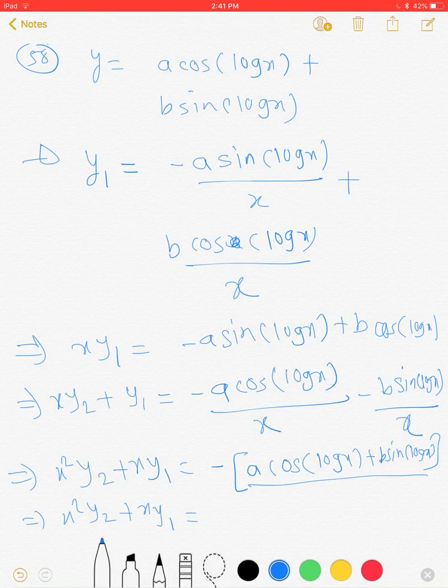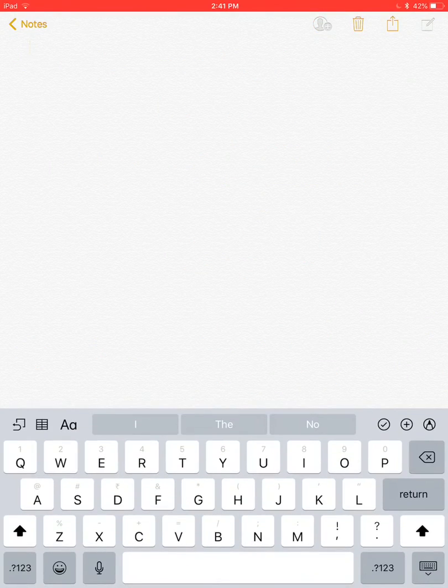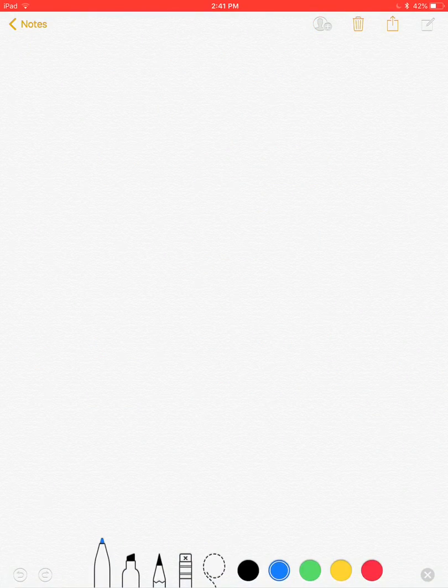Observe that in our bracket there is the y function, so we can write this as y. So our final answer, just by rearranging the terms, is x square y2 plus x y1 plus y is equal to 0. So this is our final answer.